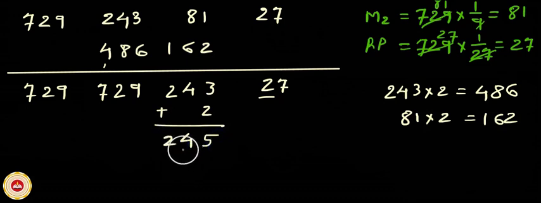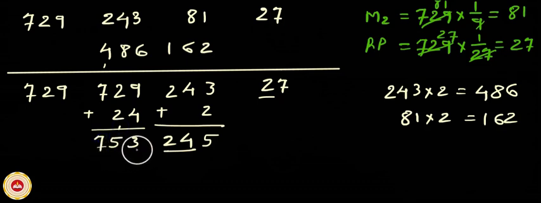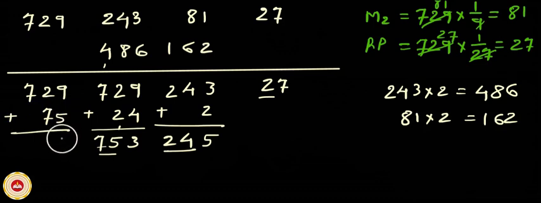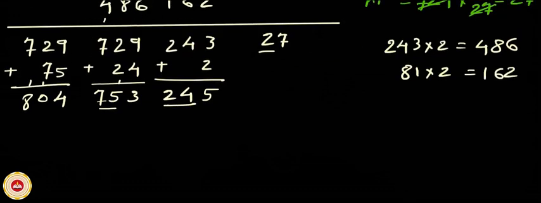Now here there are 2 extra digits, the number 24. So pass this 24 to its immediate left, add this, 753. Here are 2 extra digits. So pass these 2 extra digits, that is the number 75, to its immediate left, add to get 804. Now let us write the final answer, friends.